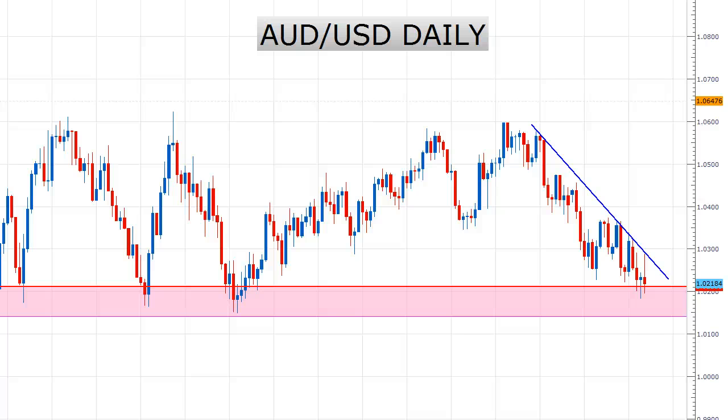Okay, so this odd at the 102 area is one of those zones that I think could be a great trading opportunity depending on the break or bounce.